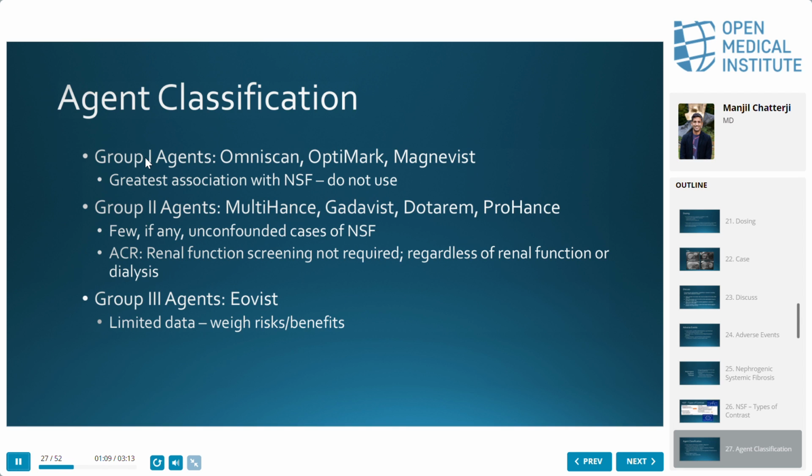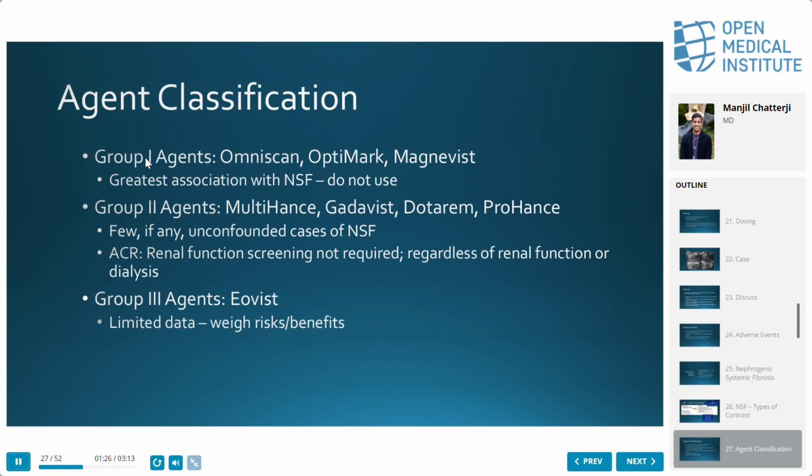But the current thinking is for these agents, there is no need to do any screening, and you don't have to schedule dialysis in any way, shape, or form. Just continue living your life and giving these agents. For Group 3 agents, Eovist, there's very limited data, so you want to weigh the risks and benefits. At our institution, we don't check renal function for Eovist either.